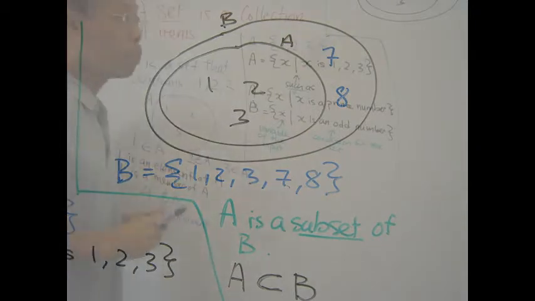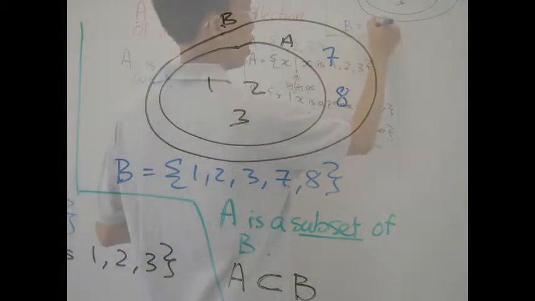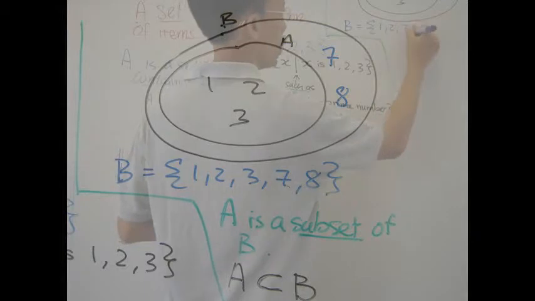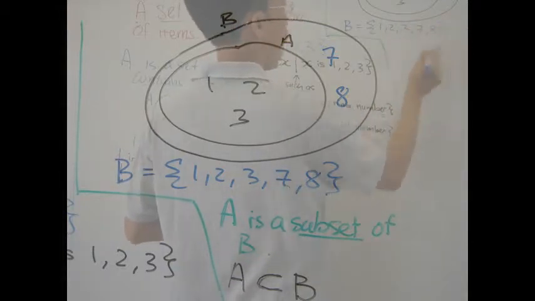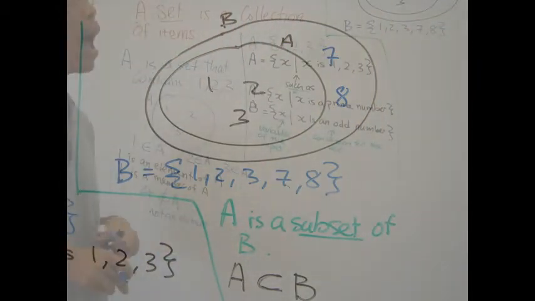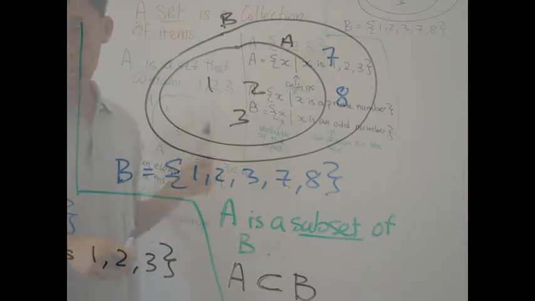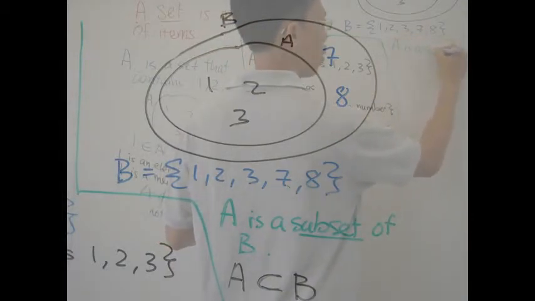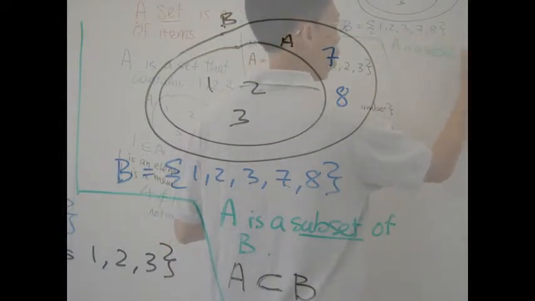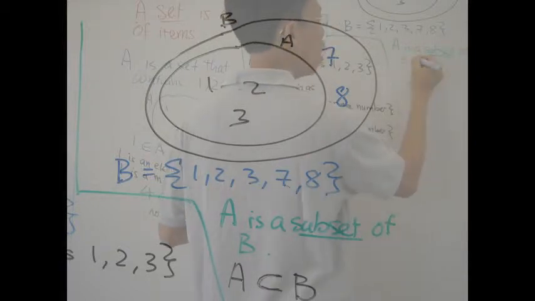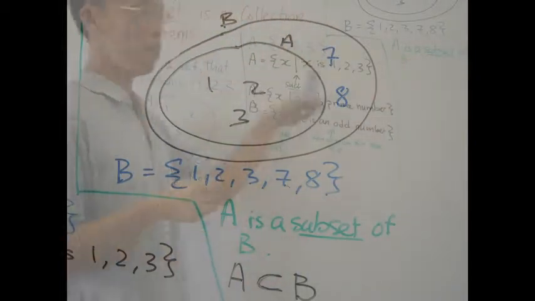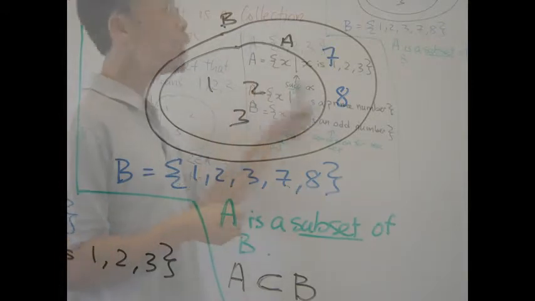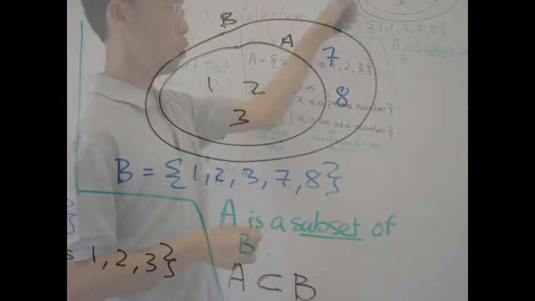So what is set B? Well, set B in this case is 1, 2, 3, 7, and 8. And A is totally enclosed in B. When A is totally enclosed in B, we say that A is a subset of B. That is, it's a smaller set within B, so it's something within B.